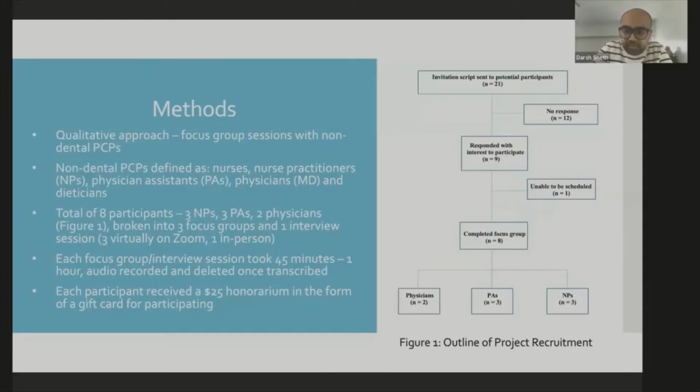So I have the figure on the right outlining how I went about my project recruitment. One thing just to elaborate is that I was able to get 21 potential participants by word of mouth, through my mentor, Dr. Robert Schroth, through PAs that I was rotating with on clinical rotations. So I had a wide scope that I tried to get, but in the end, whether it be the COVID-19 pandemic or scheduling, I was only able, at the end of the day, to get 8 participants out of the 21.